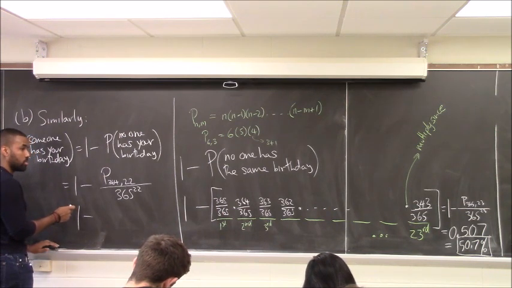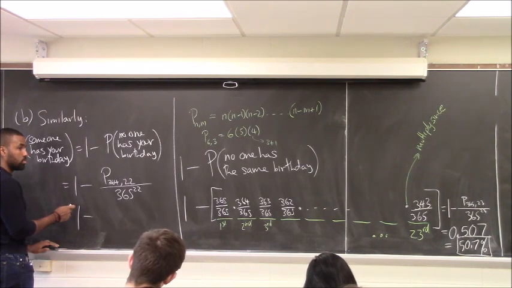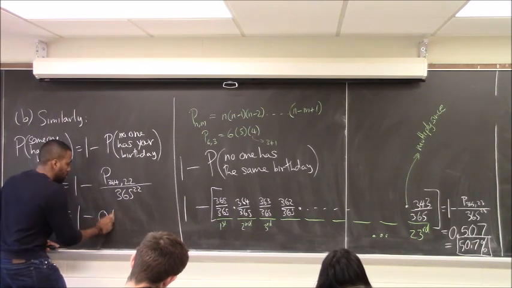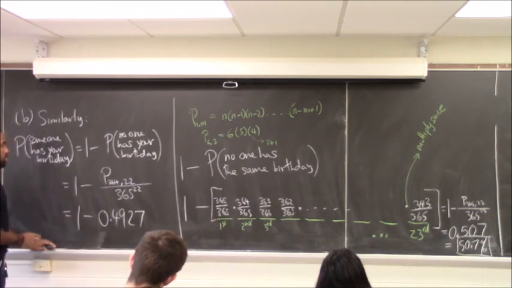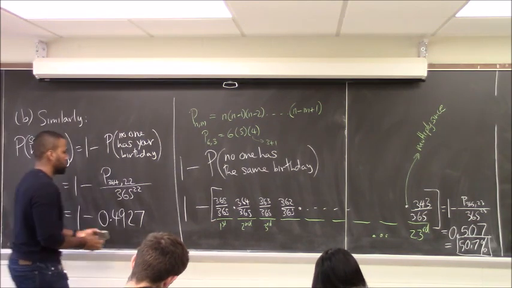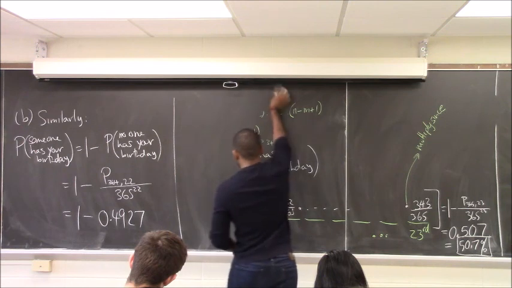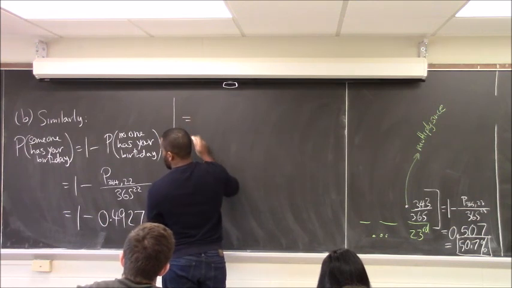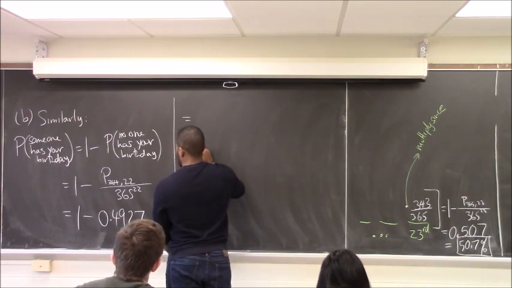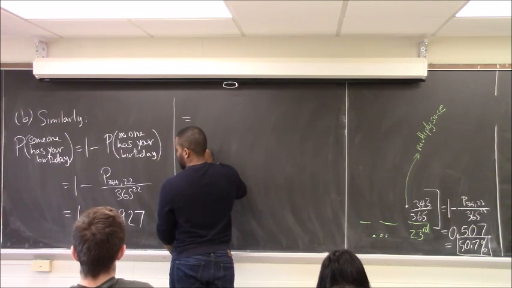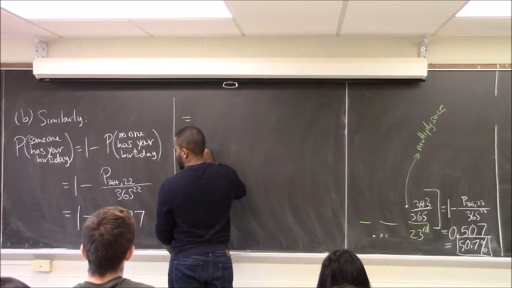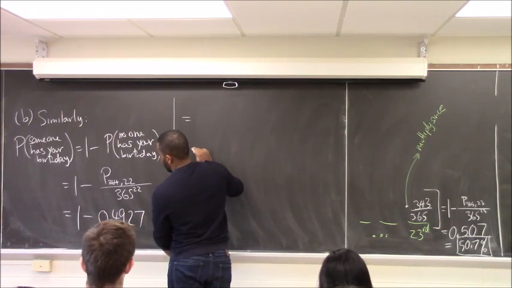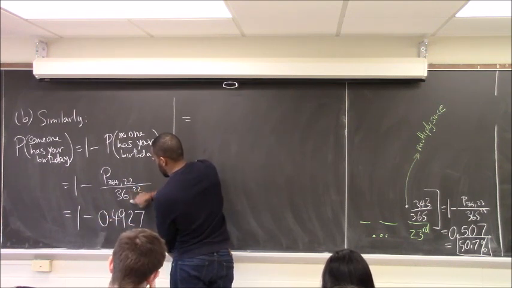What is it? Yeah, 0.4927 again. Yeah, same answer. 0.4927 was what we got before. It's going to be close, but it's the same exact answer. Should it be, why is it 365? Yeah, it should be 364. Why is it 365 again? So you single yourself out. Would it be 364?